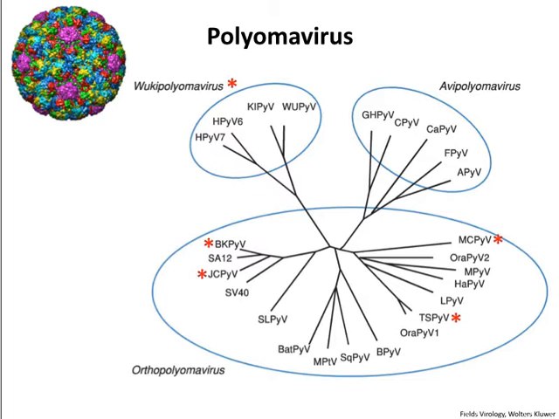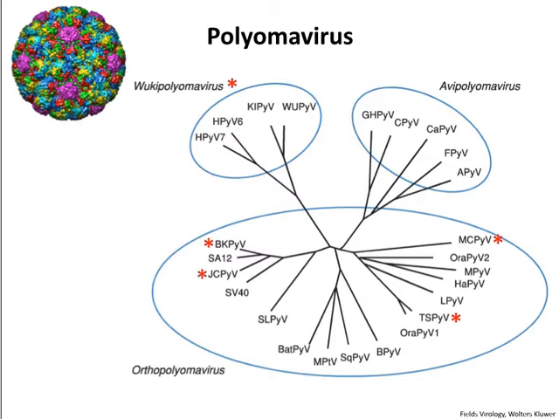And then we have BK, JC. It's not Burger King. Okay, it's the initials of the patient, and this is the initials of the patient too. I think this is John Cunningham. And then there's two others here. This is Merkel cell polyoma, which causes a rare skin tumor.